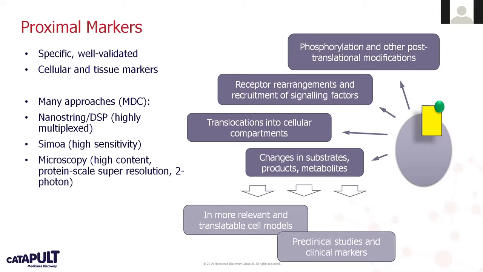So NanoString and the digital spatial profiler are about highly multiplex detection in tissue sections and other samples. The single molecule array, Simoa platform, is geared towards extremely high sensitivity for detection of peptides and proteins. And microscopy platforms across a range of modalities for high content biology, but also protein scale super resolution imaging, and also tissue imaging with two-photon.